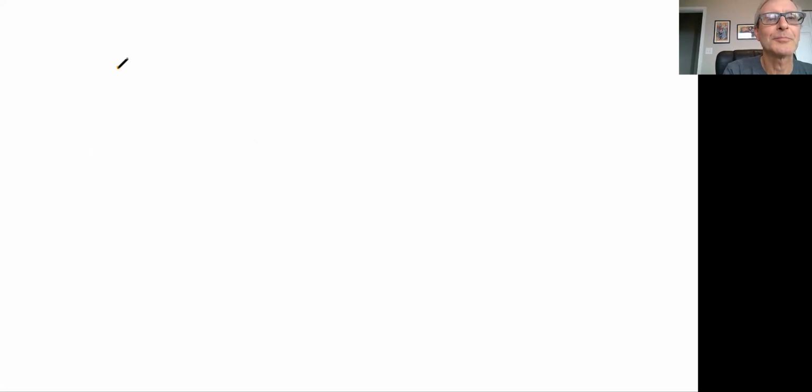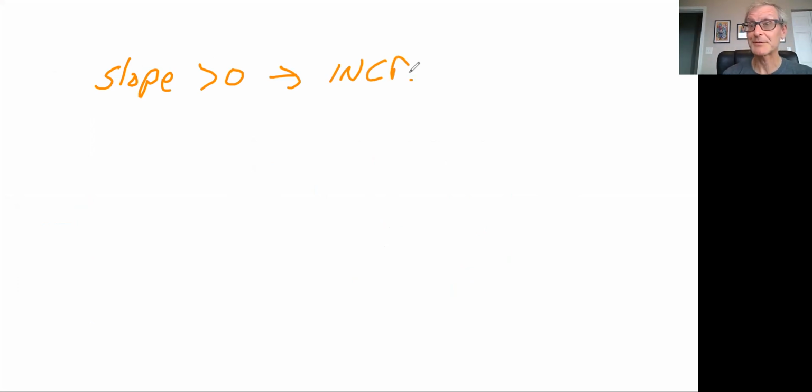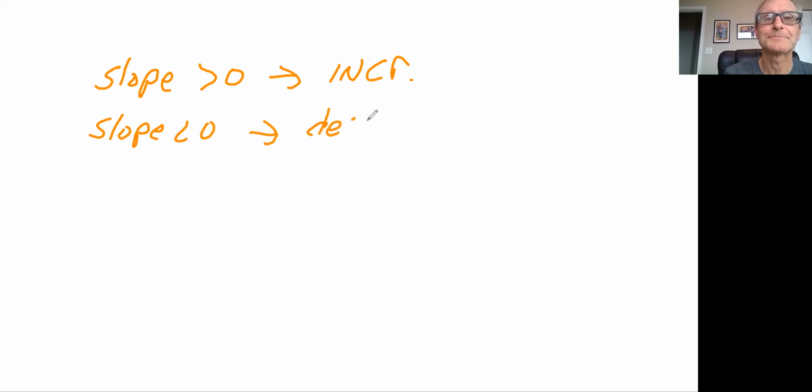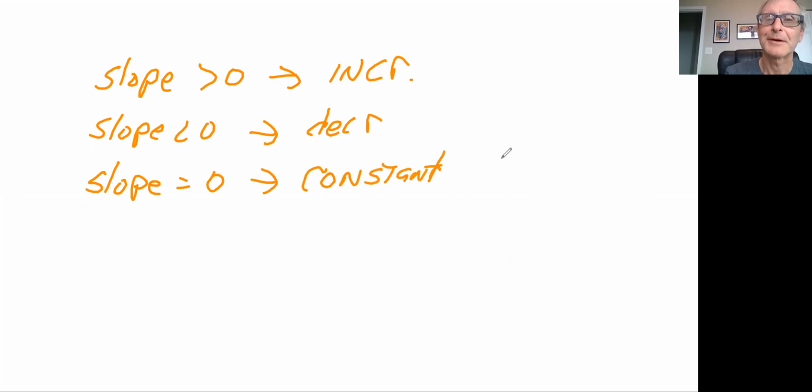So when the slope is greater than 0, it's always increasing. And since the slope never changes, it only can go one way, right? If the slope is less than 0, it's always decreasing. And if the slope equals 0, that's a constant. And that would be a horizontal line.